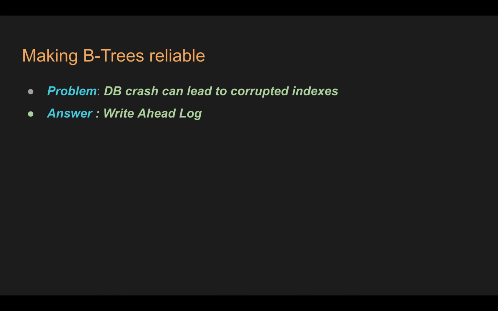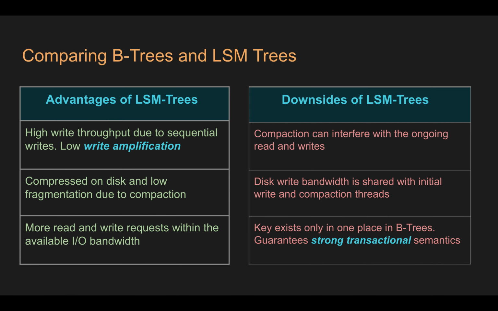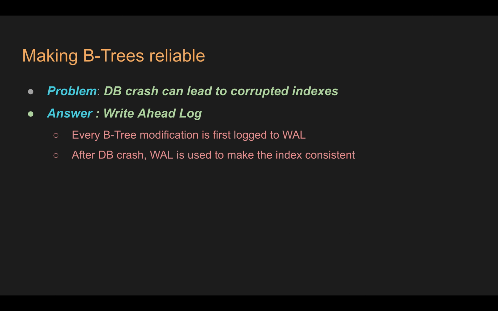So to make the database resilient to crashes, we use a write ahead log, and that's the standard implementation. We have discussed this earlier also. It's an append only file to which every modification must be written before it can be applied to the pages of the tree itself. So when the database comes back up after a crash, this write ahead log is used to restore the B tree to a consistent state.